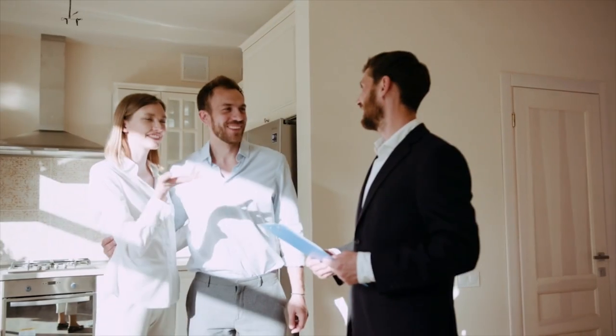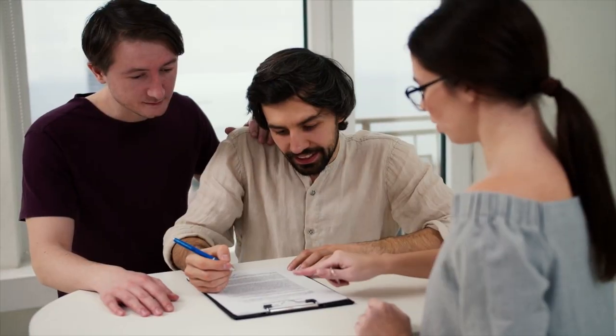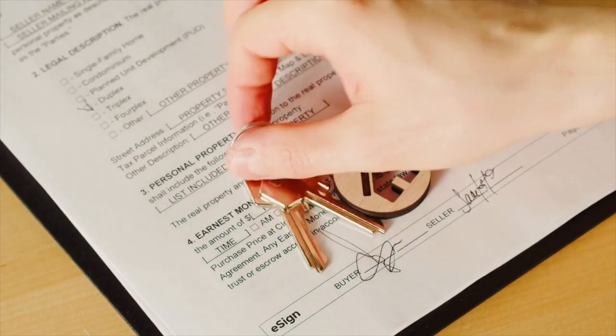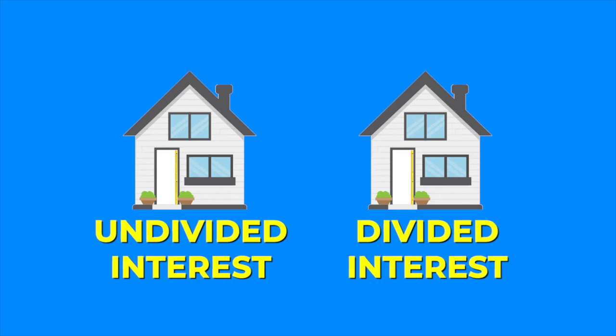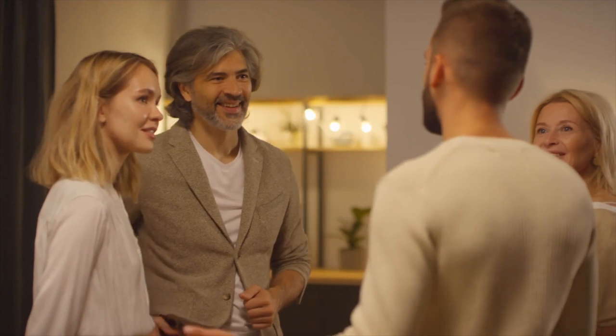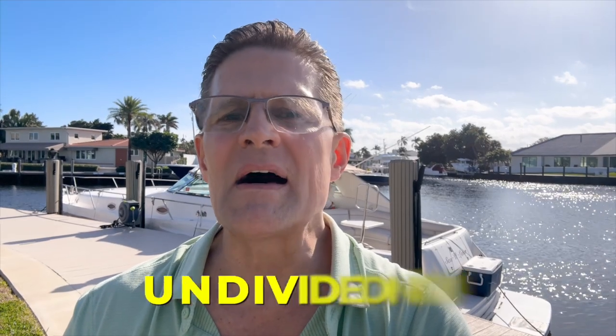Imagine you and your spouse or you and your friend decide to buy a property together. This scenario can play out in two main ways, through an undivided interest or a divided interest. So what do these terms mean? And how do they affect your rights and responsibilities as an owner? Let's go ahead and start with an undivided interest.